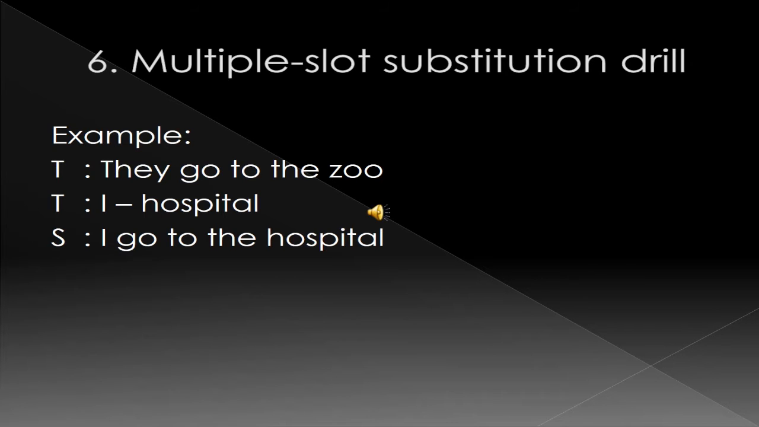Teacher: They go to the zoo. And then the teacher gives a cue: I, hospital. So students make the sentence, I go to the hospital, by the cue from the teacher.